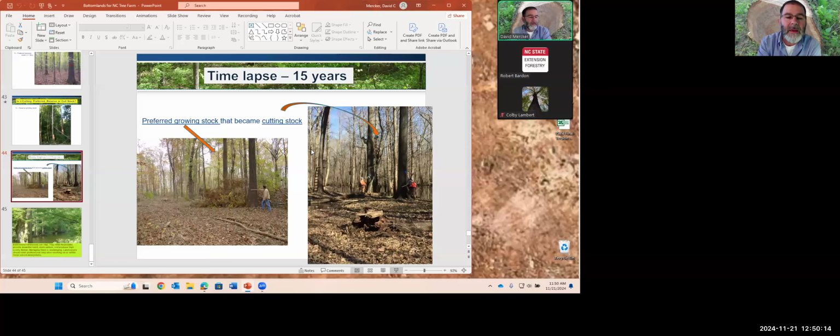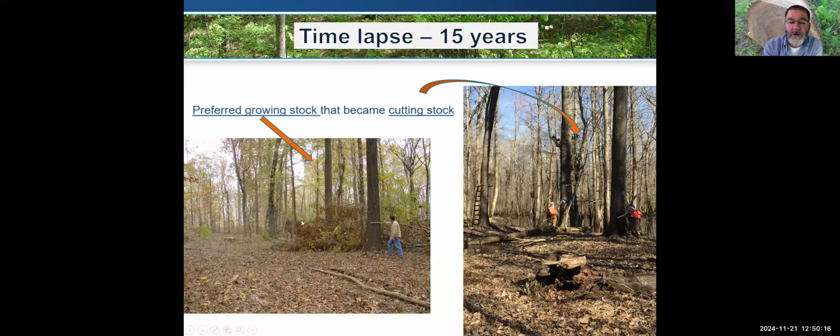There it is. Okay. What I wanted to show you is an example of the benefits of being patient. 15 years ago, a forester came in and marked this sale and determined that these two cherry bark red oaks were actually preferred growing stock. On this bottomland site, they were both right at about 20 inches in diameter. And it was determined to leave those trees on this site.